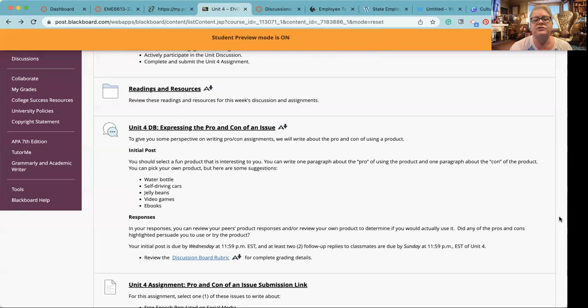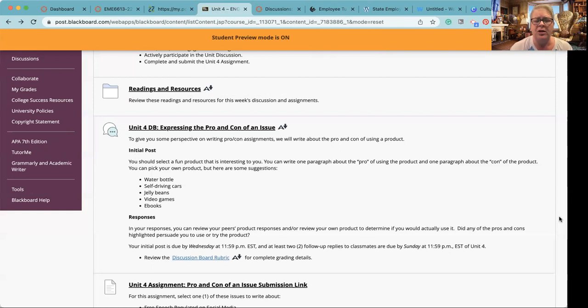Select a product that is interesting to you, and you're going to write one paragraph about the pro of using that product and one paragraph about the con of the product. So there are some suggestions here. You can pick other products if you prefer, but water bottles, like a reusable water bottle, self-driving cars, jelly beans, video games, ebooks. A lot of people like to write about other kinds of cars other than self-driving, like all electric vehicles. You could talk about those. SUVs, like whether or not to buy a larger vehicle. So really the world is your oyster there. You can choose what you want to write about.